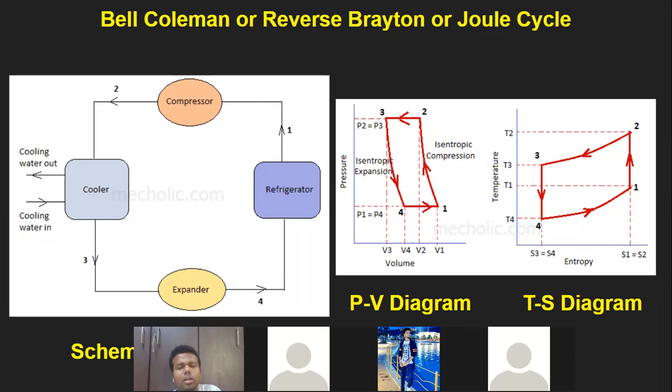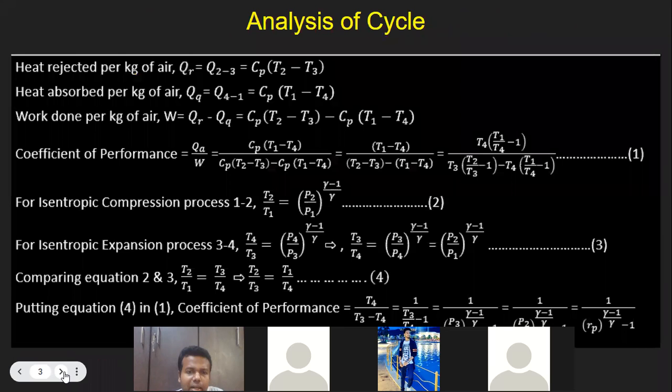That means the heat gets converted into work, or total work gets converted into heat. Net heat transfer is equal to net work transfer. That is the reason why W, the net work, is equal to Q, the net heat transfer. And what is net heat transfer? It is obviously heat rejected minus heat absorbed. Heat rejected minus heat absorbed.